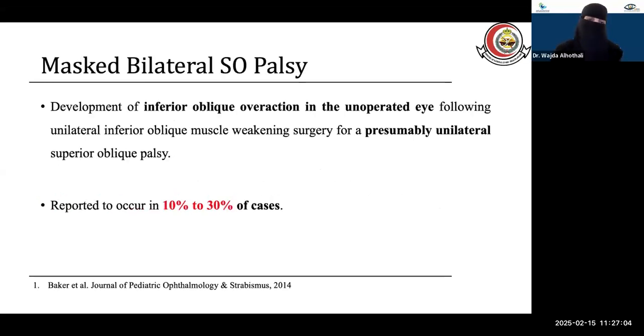The diagnosis of bilateral superior oblique palsy is not quite straightforward in most cases, as a lot of patients develop inferior oblique overaction in the unoperated eye following unilateral inferior oblique muscle weakening for presumed unilateral superior oblique palsy.